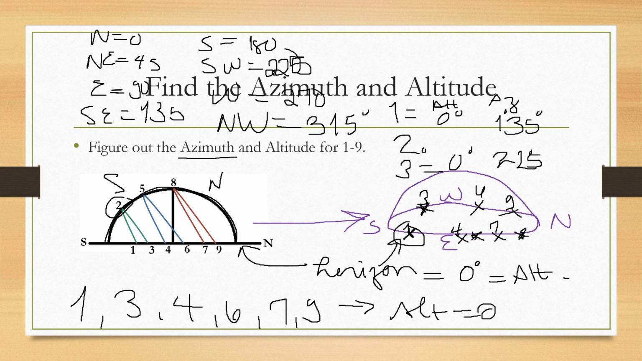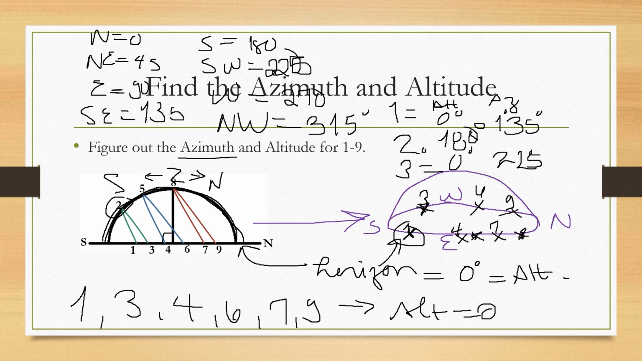But number 2 is either north or south. There is no northeast, no southeast. It can only be north or south because it's up in the sky. It's either going to be north or south of the zenith. So number 2 is south. South is 180 degrees.